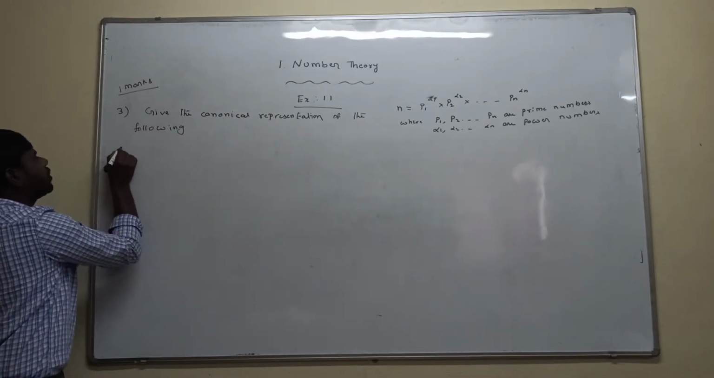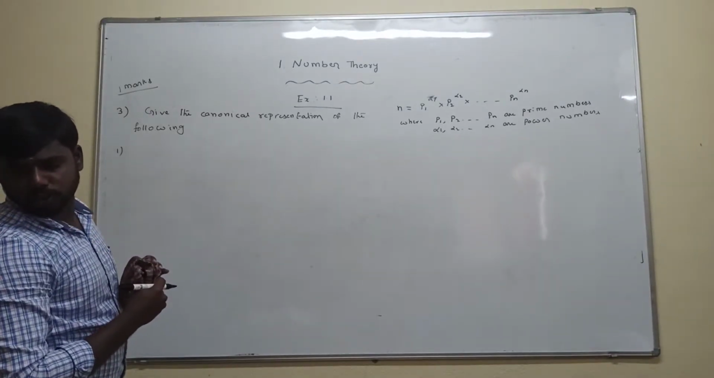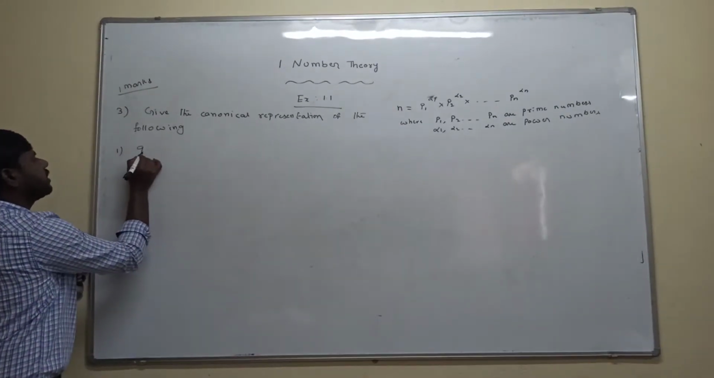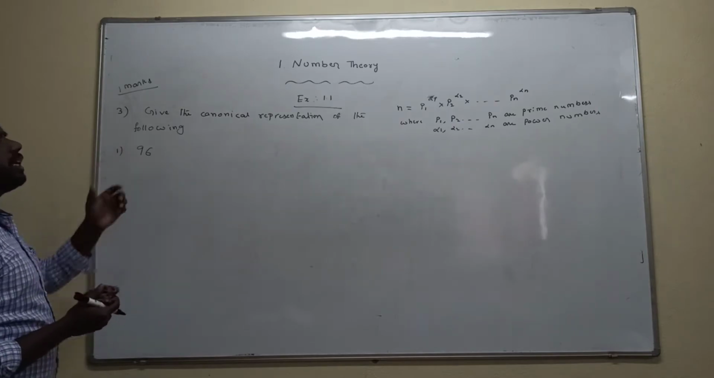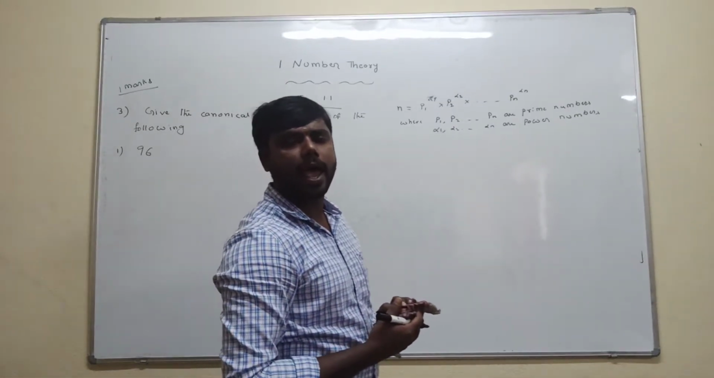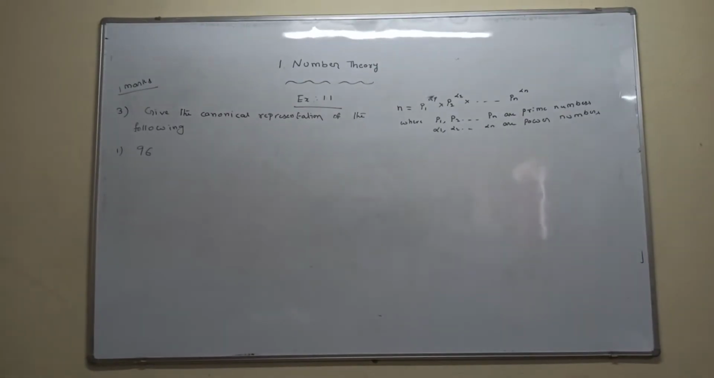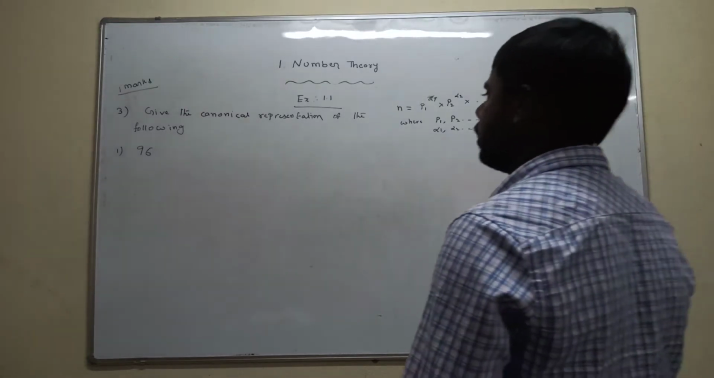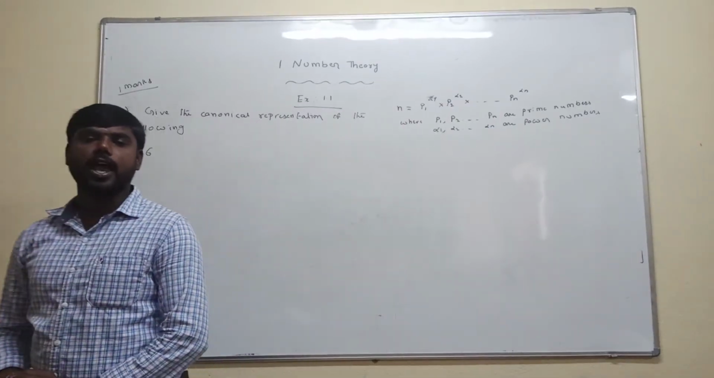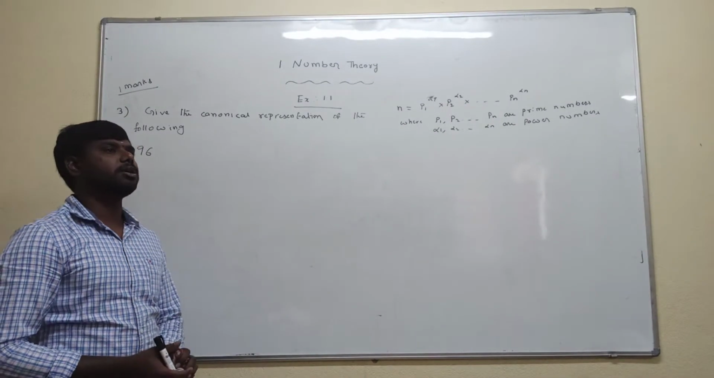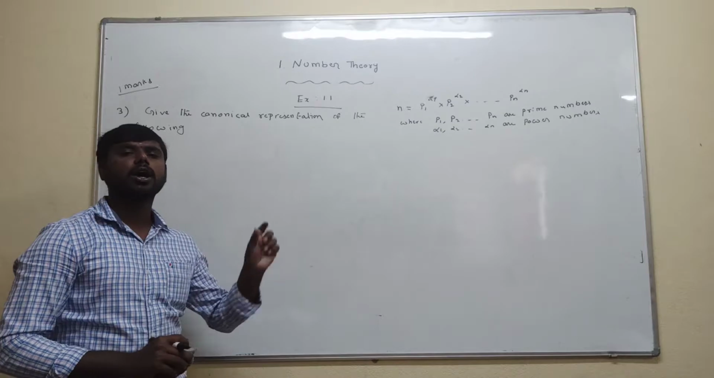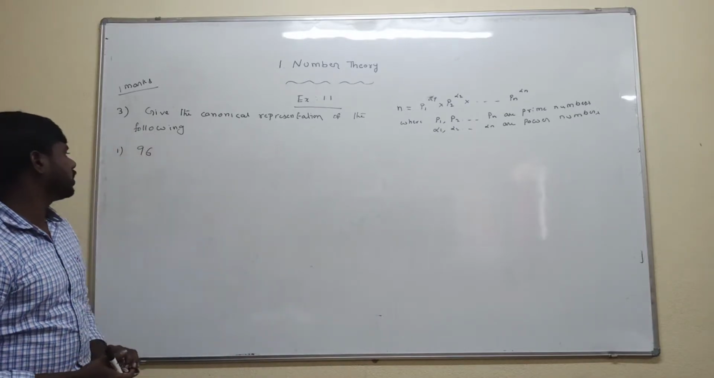See the first question. First question is 96. Now 96 can be expressed as canonical representation. Canonical representation means using the division method, the product of primes. See the solution.